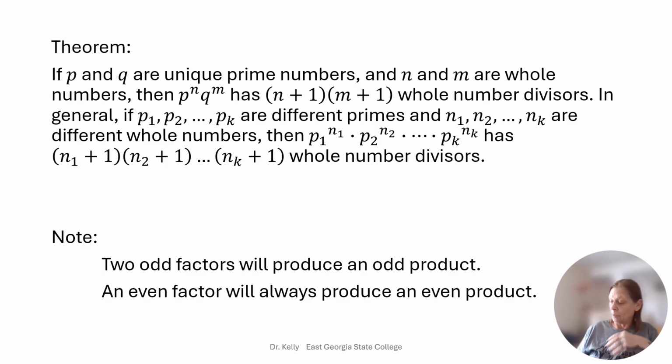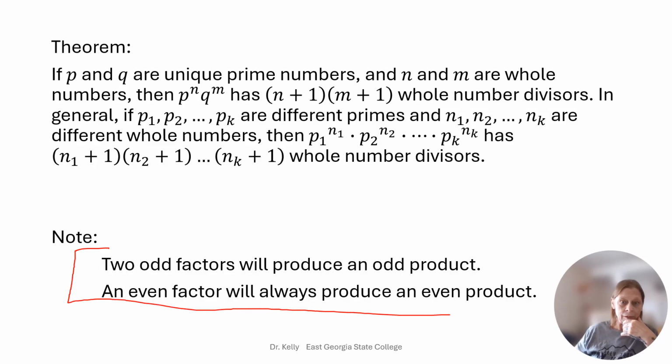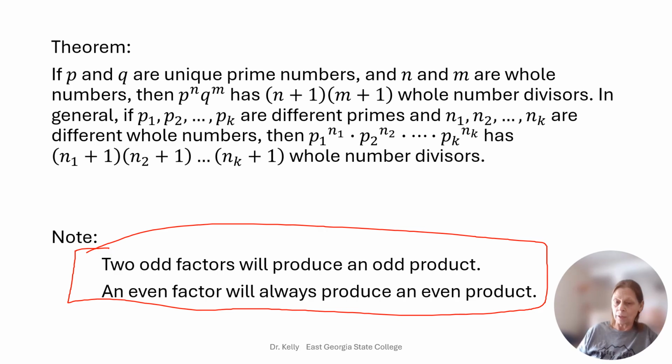And then I wanted to put a note out there, at least make you think about this. You probably already know this, but you haven't really thought about it, and it's always great to keep in mind. Any two odd numbers that are multiplied together will give you an odd product, and any product that is multiplied by an even number anywhere in it is going to give you an even product.